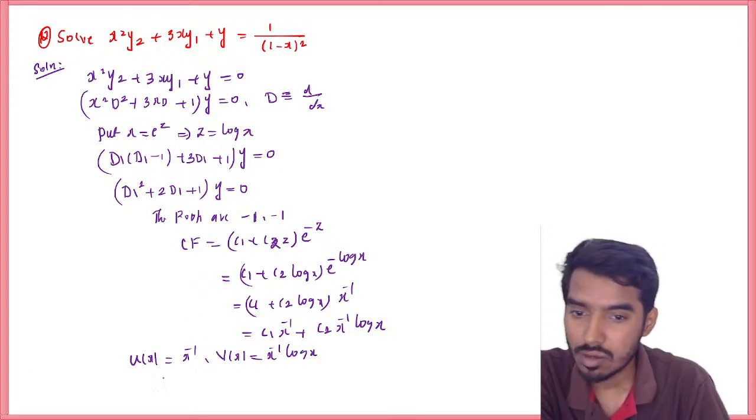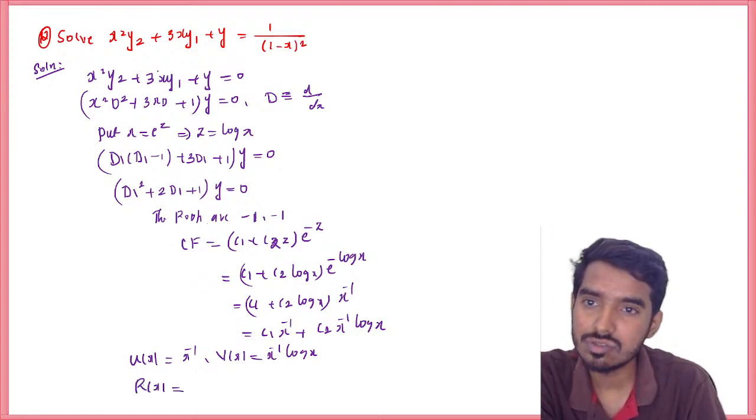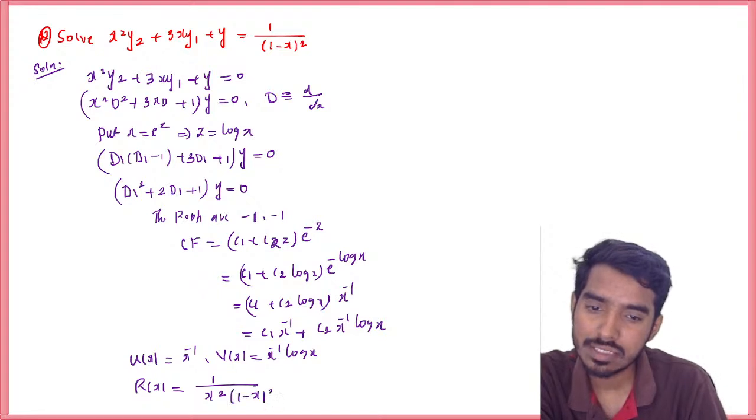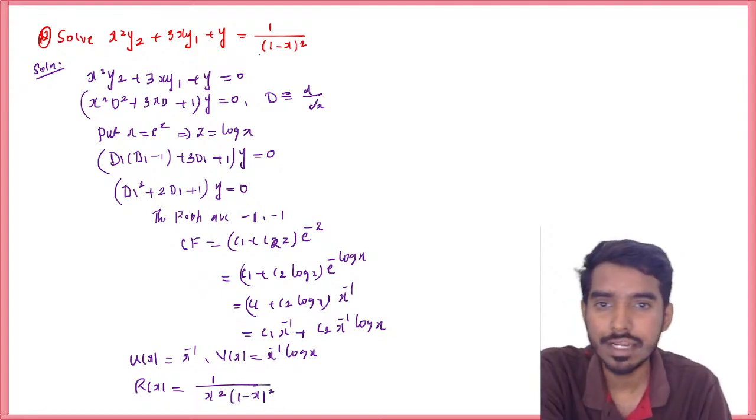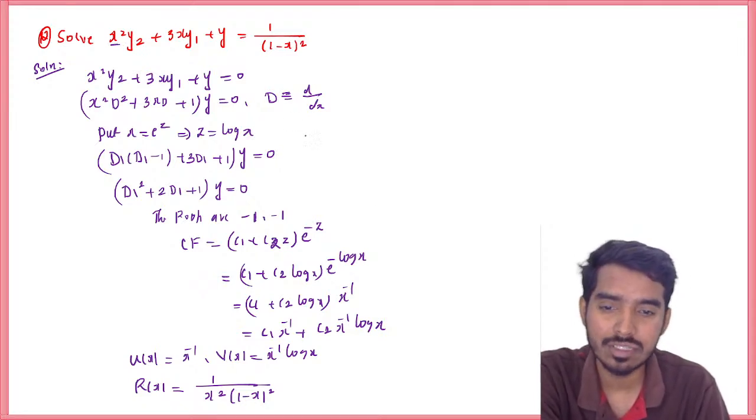Now what is r of x? r of x is not just the right side, you should divide throughout by x square, right? You can take r to be the right side term only if the coefficient of y2 is 1. But here we have x square, so divide throughout by x square. So we have r of x is 1 by x square into 1 minus x whole square.